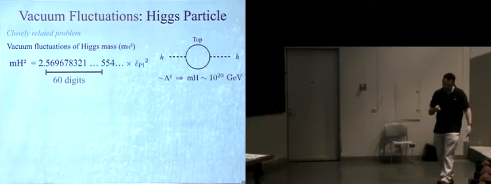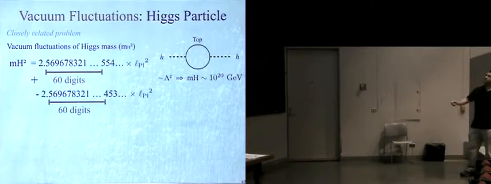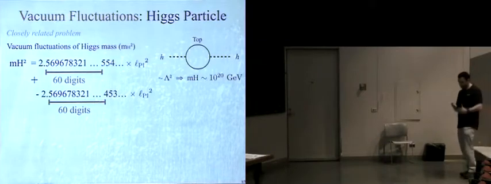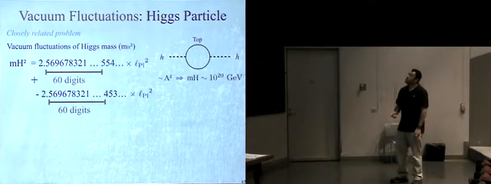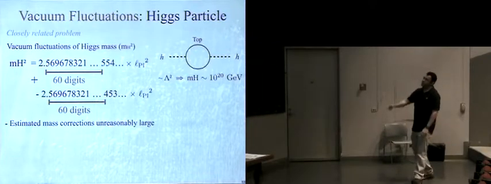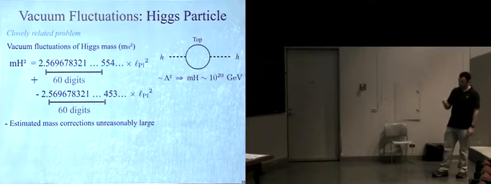Then we say, but there's another parameter of the theory that's lying around. That's the classical version. It's the exact same thing that we do for the other problem. There's another parameter to the theory. This one happens to be -2.56, blah, blah, blah, agreeing exactly with this to 60 digits. So again, totally implausible. We would estimate these corrections for the Higgs to be unreasonably large.